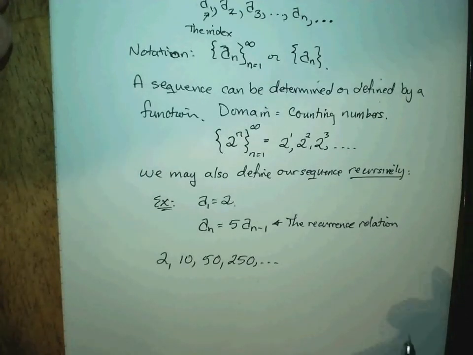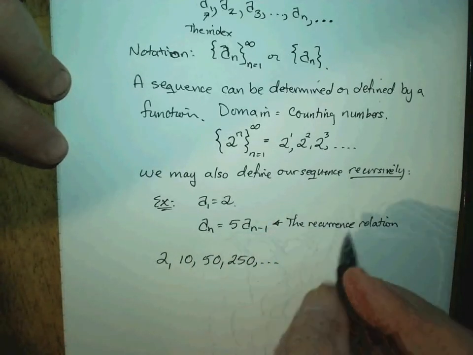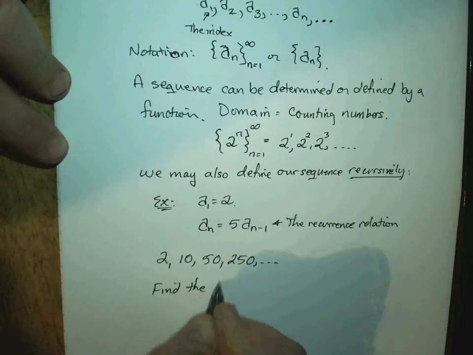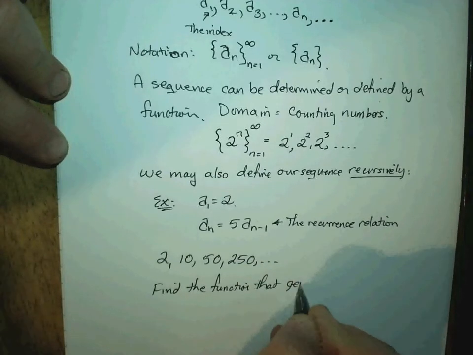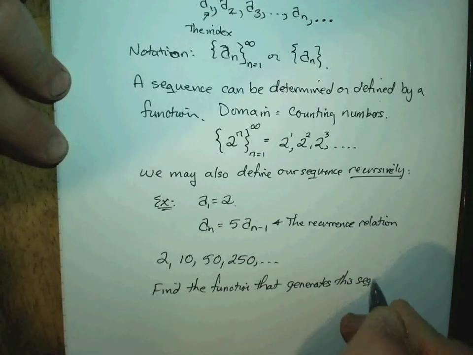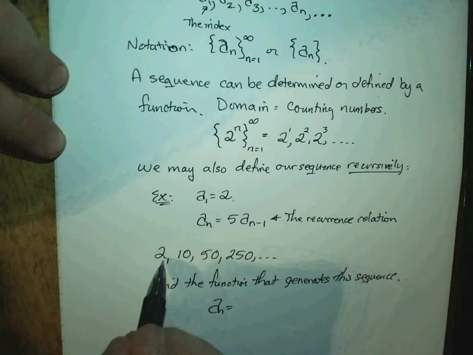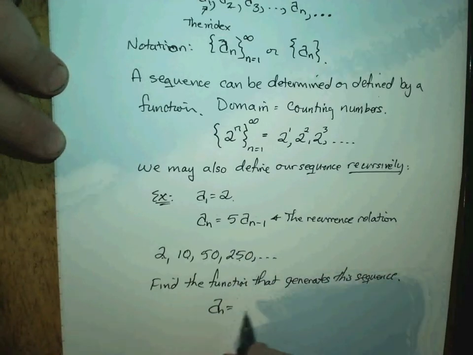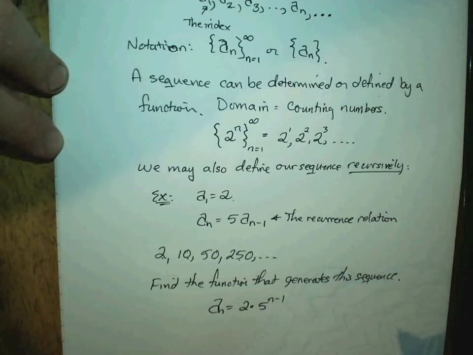Now, you can look at a recursively defined sequence like this, and you can figure out the function. Find the function that generates this sequence. Well, a sub n: first term is 2, second term is 10, third term is 50, fourth term is 250. A simple rule for this would simply be 2 times 5 to the n minus 1 power.